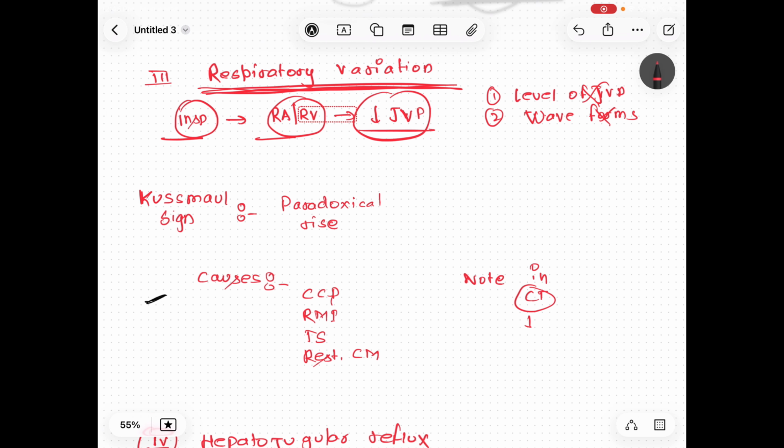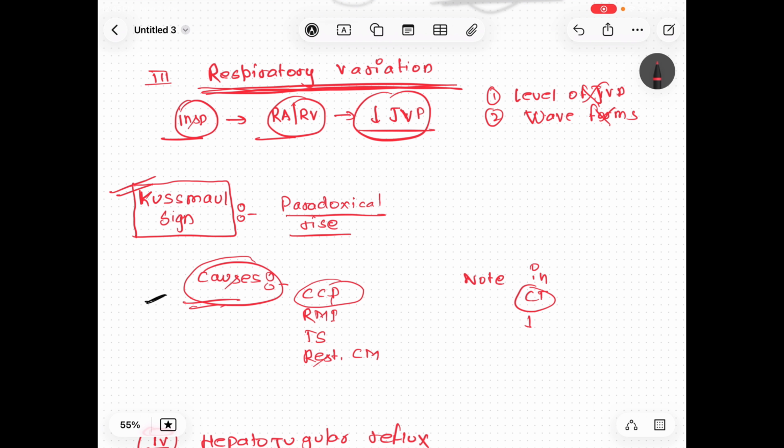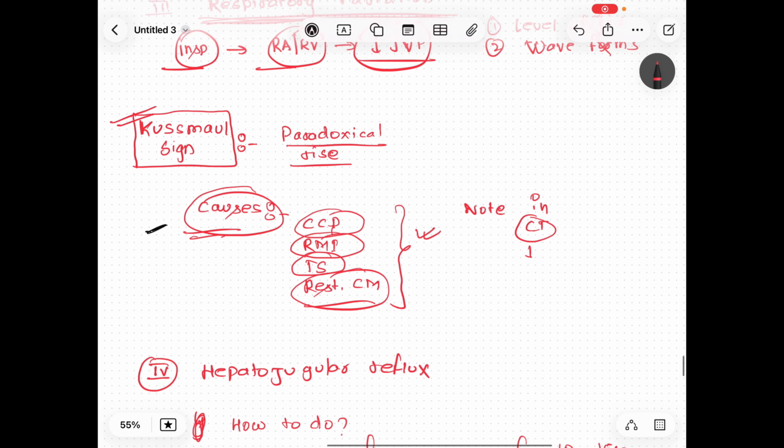Now we have one sign related to this, called Kussmaul sign. There is a paradoxical rise of JVP when the patient inspires, when the patient takes a deep breath. What are the causes of Kussmaul sign? Constrictive pericarditis, RVMI, tricuspid stenosis, or restrictive cardiomyopathy. We will discuss these in upcoming videos on these specific topics.